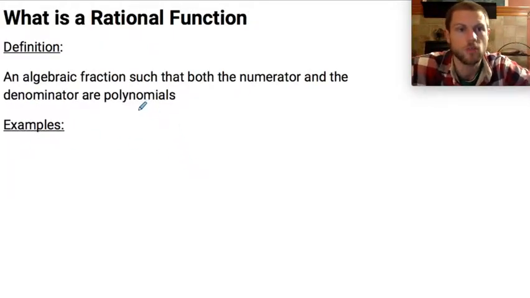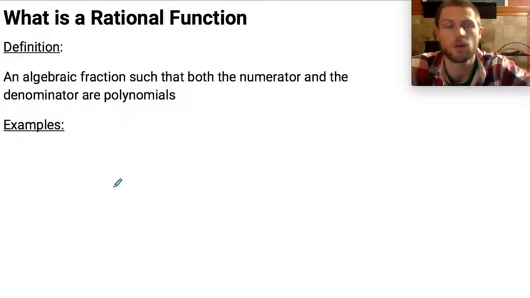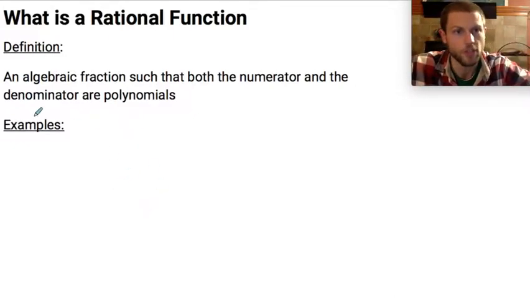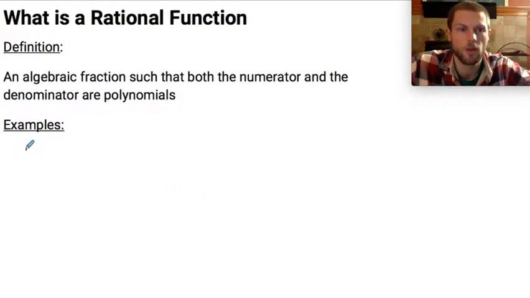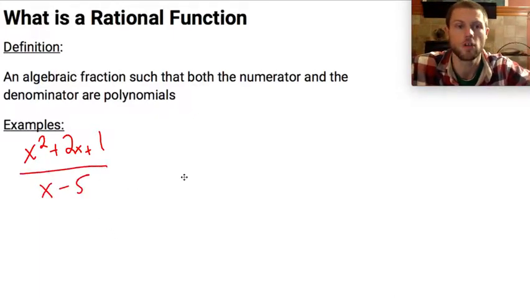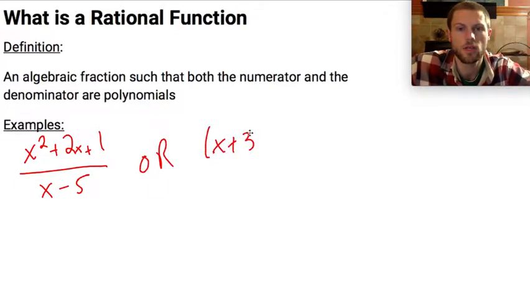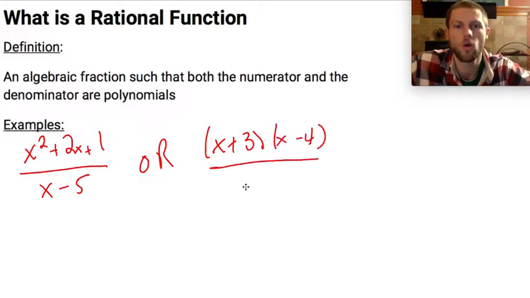A rational function, here's a definition that I encourage you to write down. A rational function is an algebraic fraction such that both the numerator and the denominator are polynomials. So for an example, x squared plus 2x plus 1 over x minus 5 is a rational function. So too is something like this: x plus 3 times x minus 4 all over x plus 1 times x squared plus 7. These are rational functions. It is a ratio between two polynomials.